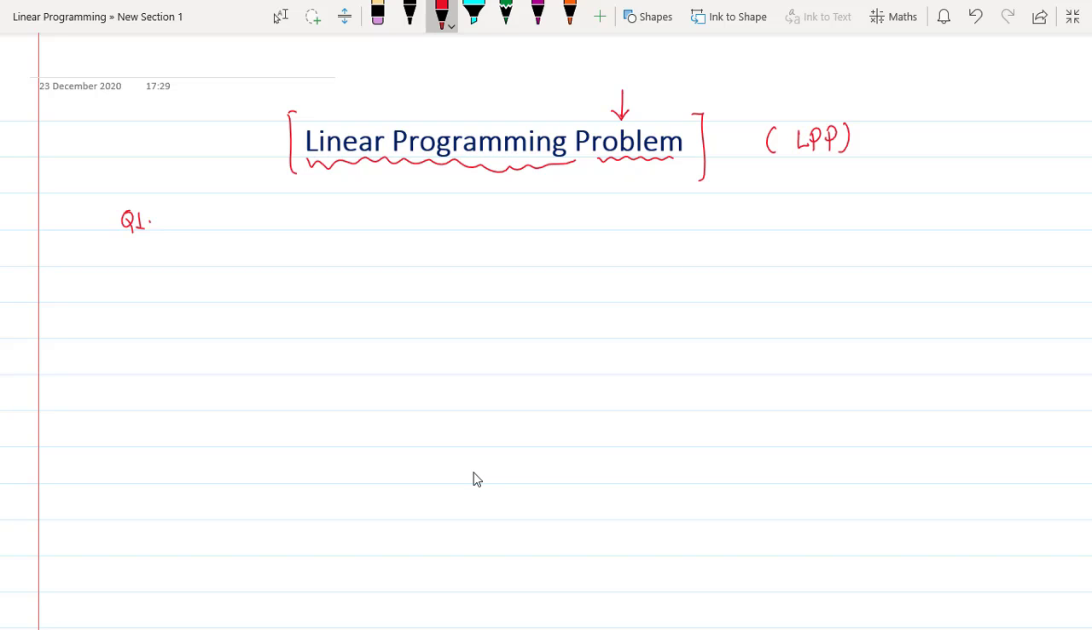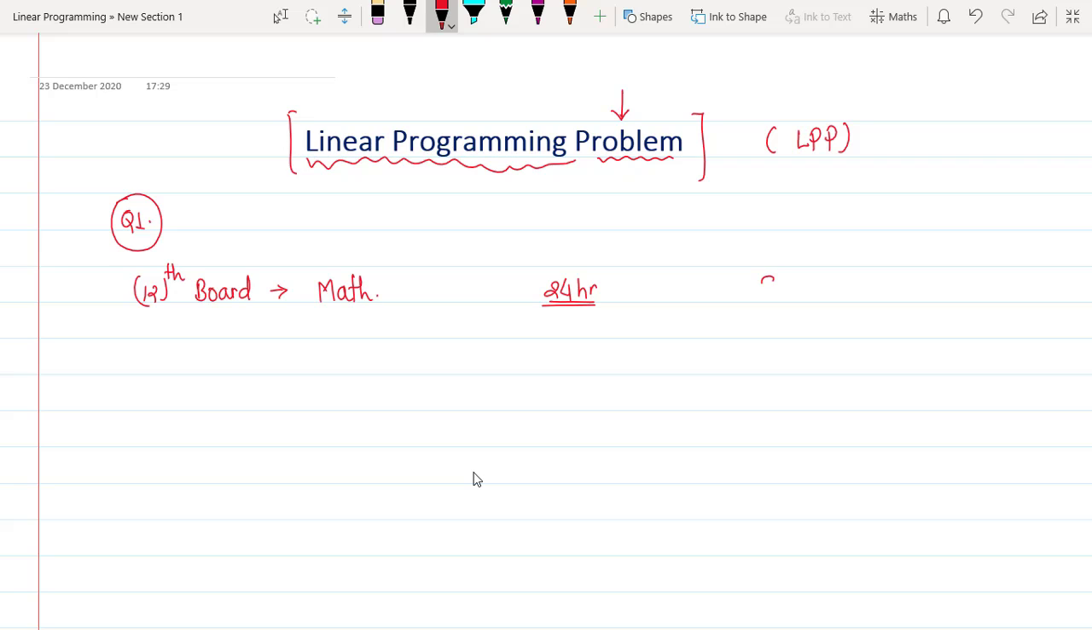Okay, but we don't know that this is what we call LPP. Now let's take a simple example. One of the simplest examples I can give you is, let's take one scenario that we have our final board examinations, and tomorrow we have the mathematics subject. It is the 12th board maths paper, and we have only 24 hours with us to study to face the final exam.